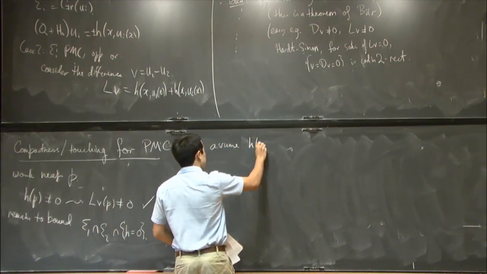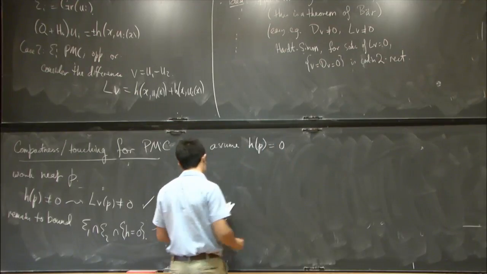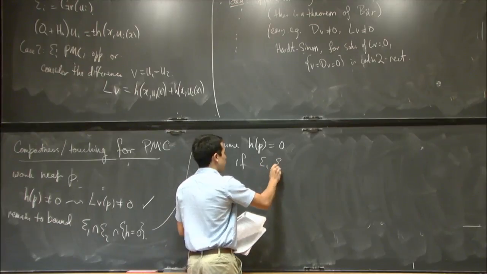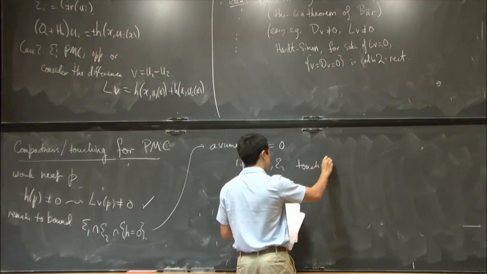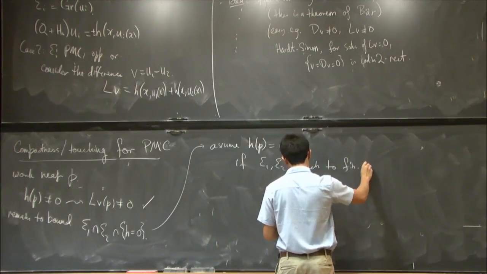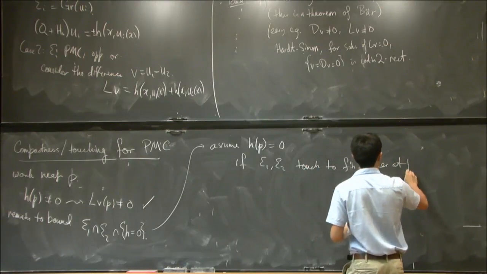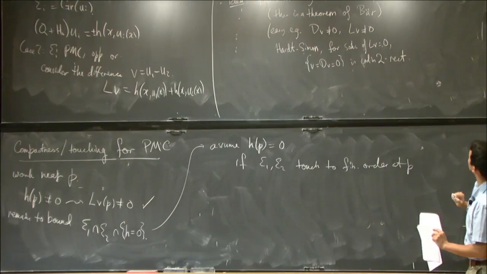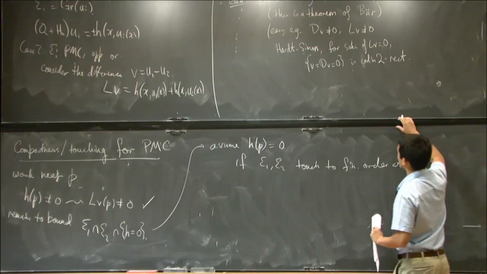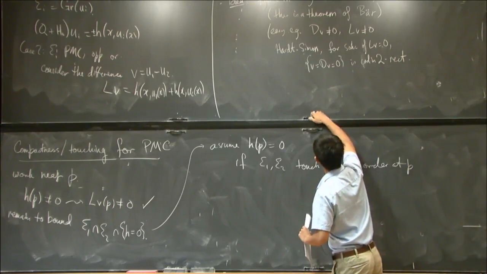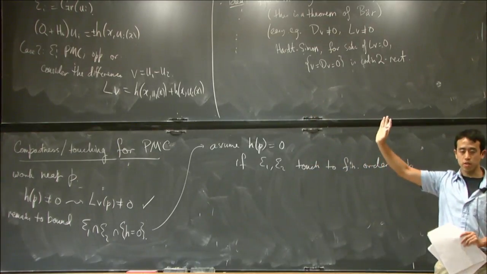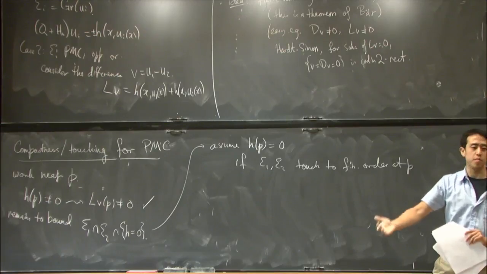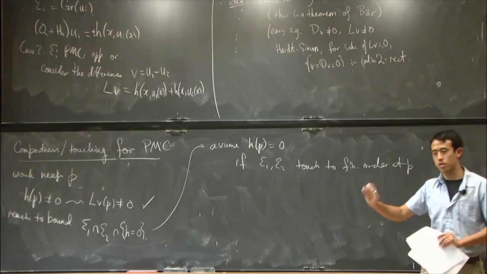Okay. So let's suppose H of P is 0. Again, if these guys touch to finite order at P, then we can use, I should have said, in this Hardt-Simon theorem, you actually need it to be finite vanishing order first before you conclude the stronger thing, that it's n-2 rectifiable. Sorry.